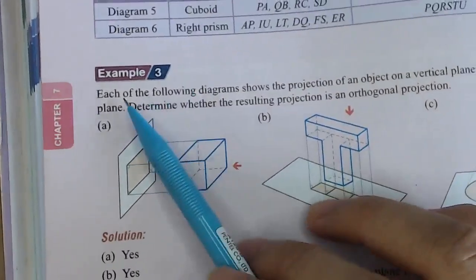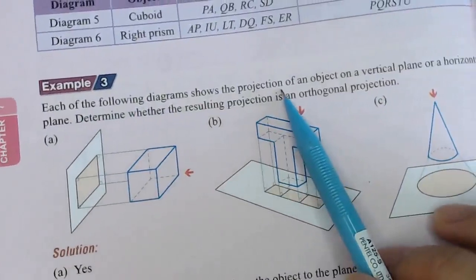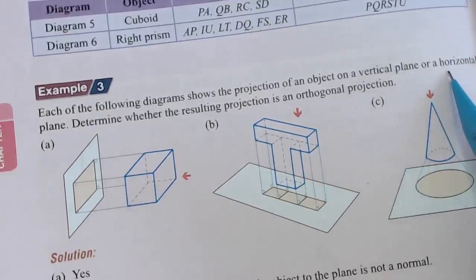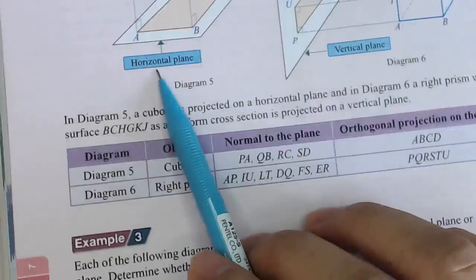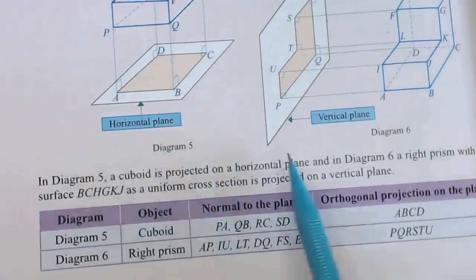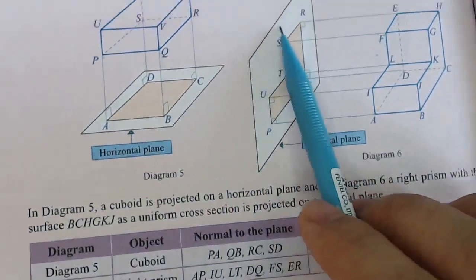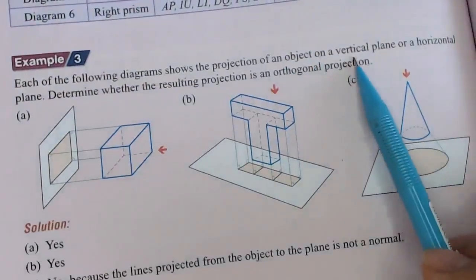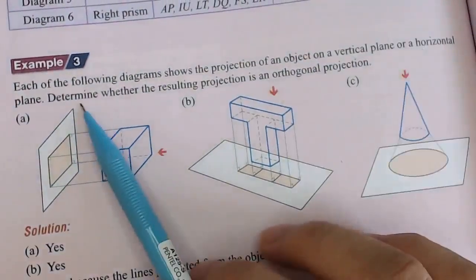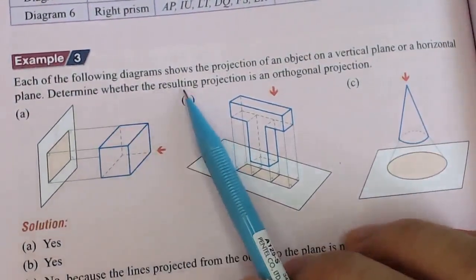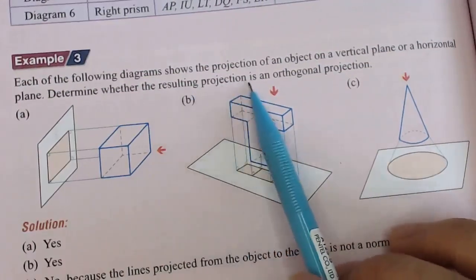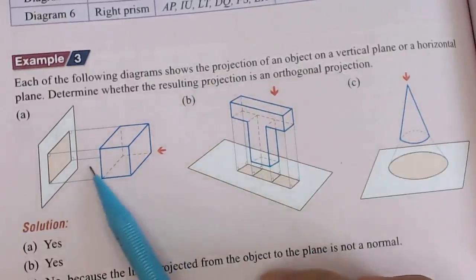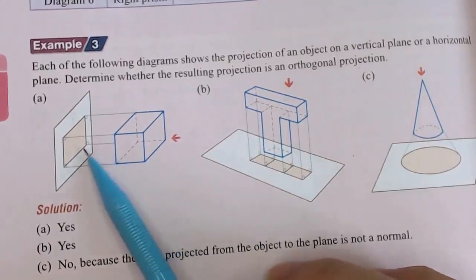Example 3. Each of the following diagrams shows the projection of an object on a vertical plane or a horizontal plane. Okay, this is a horizontal plane, while this is a vertical plane, because it stands upright like that. Determine whether the resulting projection is an orthogonal projection. Okay, let's do A.